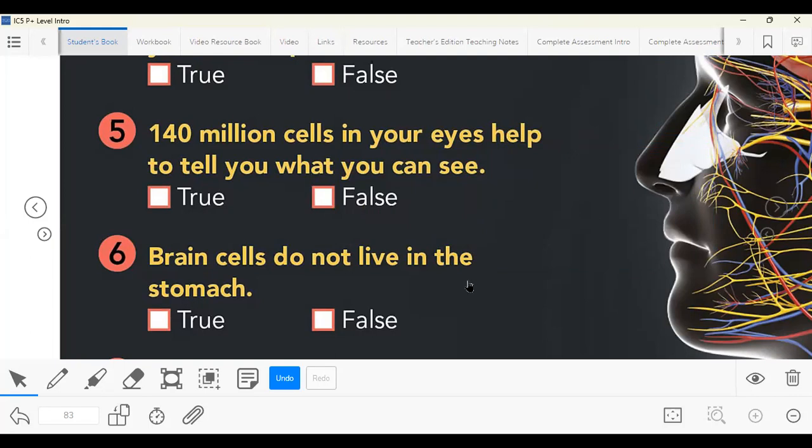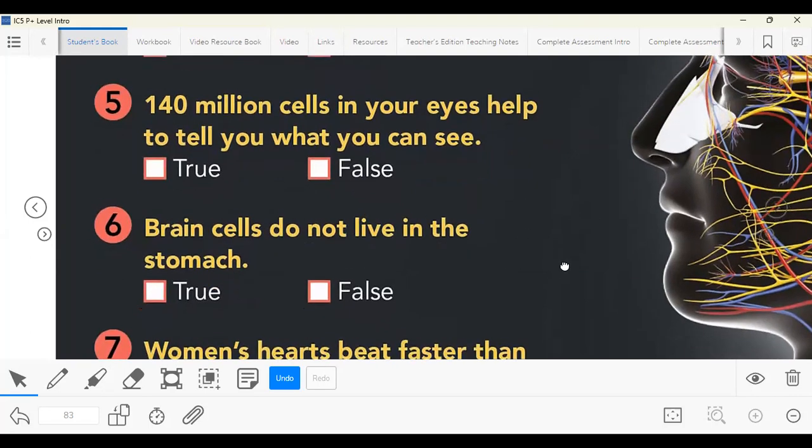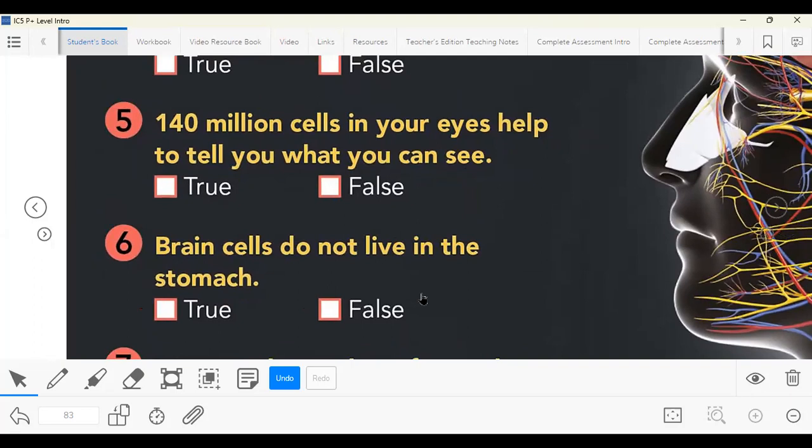Okay, amazing, right? Amazing information. Number 6, sir. Brain cells don't live in the stomach. Stomach. Yeah, correct.